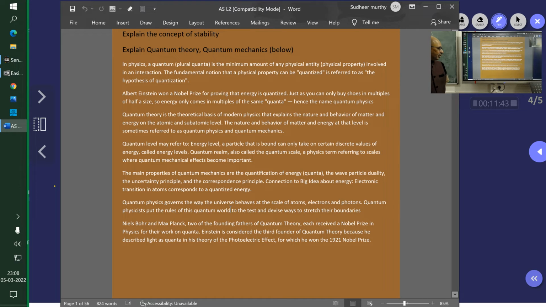Quantum physics governs the way the universe behaves at a scale of atoms, as simple as that. Quantum physics governs the way the universe behaves at the scale of atoms, electrons and protons. Quantum physicists put the rules of the quantum world to test and devise ways to stretch their boundaries. That is, an atom itself is like a universe.